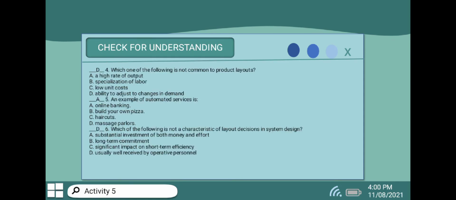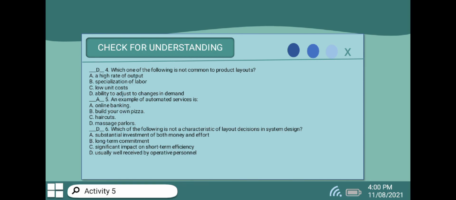Question number 4. Which of the following is not common to product layouts? A. A high rate of output, B. Specialization of labor, C. Low unit cost, and D. Ability to adjust to change in demand. The correct answer is D. Ability to adjust to change in demands.